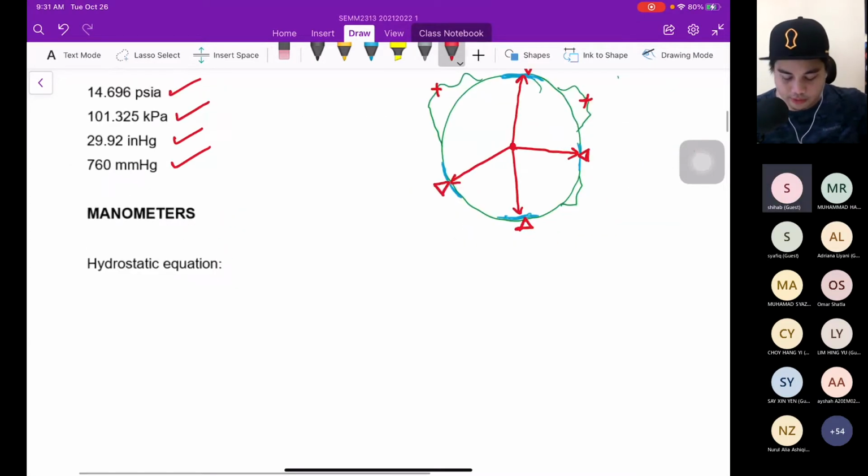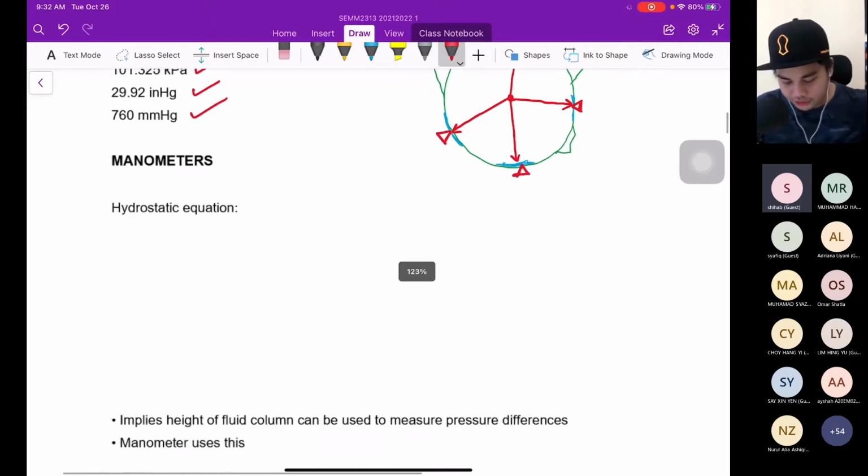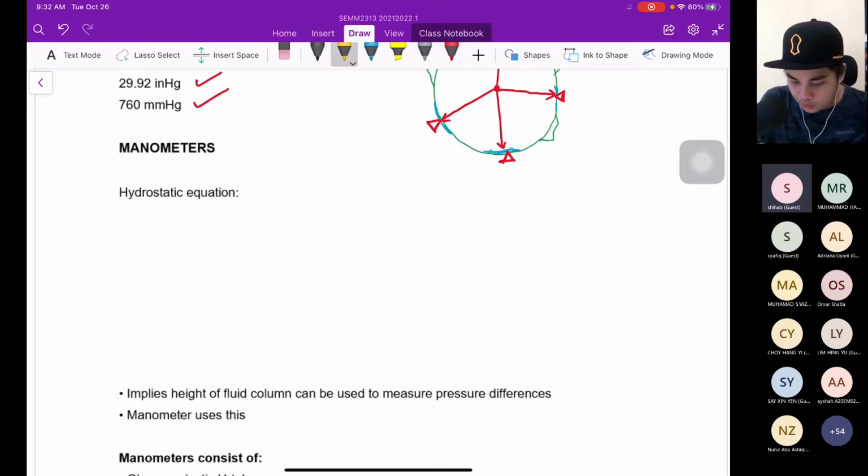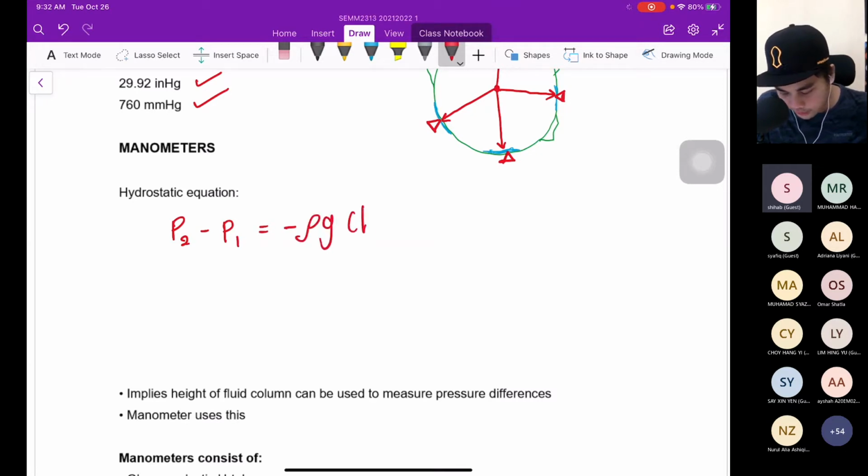So now let's proceed to the manometer. So what is basically a manometer? A manometer is basically a U-tube shape. Let's recap our hydrostatic equation. Our hydrostatic equation is P2 minus P1 equal to negative rho g, and you don't put H, put Z, so Z2 minus Z1. The subscripts should be the same: if this is A, it should be A; if this is B, this is B.